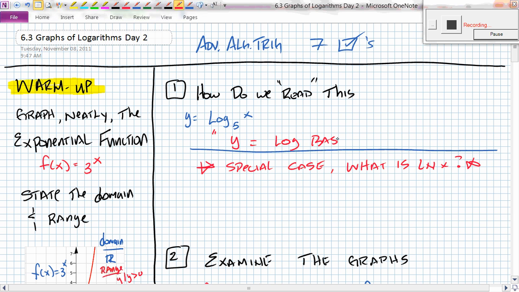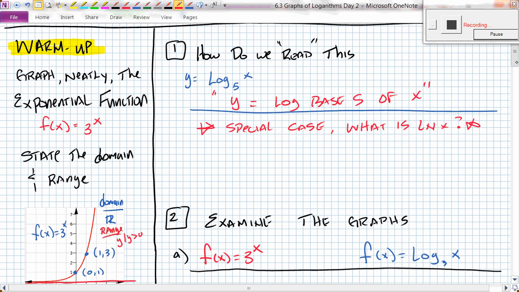Yeah, log base 5 of x. That's exactly right. Okay. And then we have this special case, which I kind of already hinted at earlier. I'm going to write it down officially. So if you have y equals log base e of x, where you take that e and put it in for the base, right, where e is approximately that 2.71.